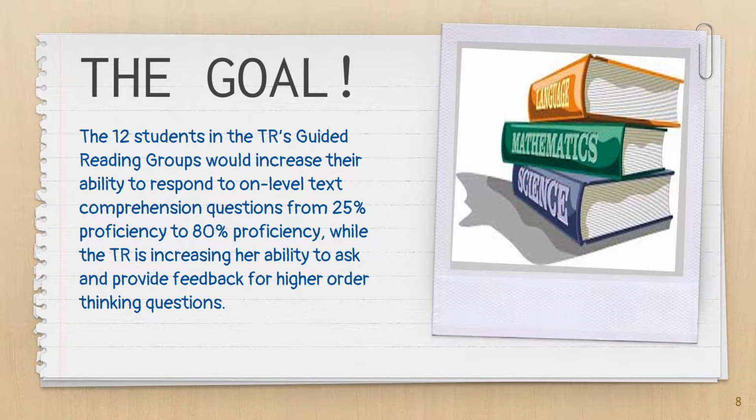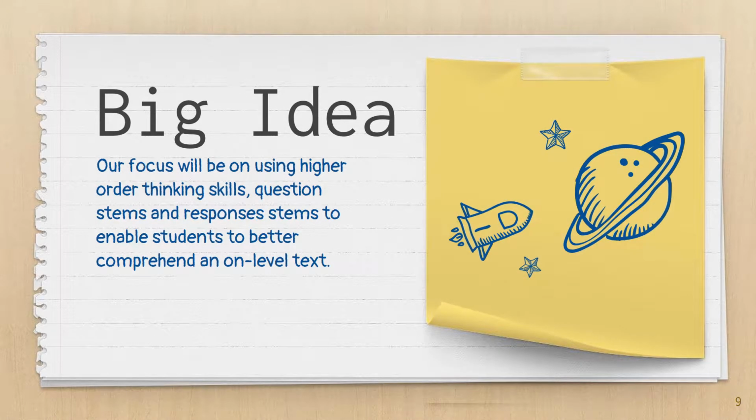Now again, their accuracy and fluency is proficient. They're lacking in this area of comprehension, and it's not just the high group or the low group, it's each group. They're reading the words accurately, they are reading with a good fluent speed, but they're not really getting those deeper meaning questions. So our big idea, we're going to focus on the higher order thinking skills, we're going to focus on question stems and response stems to help them to better comprehend their on-level texts.